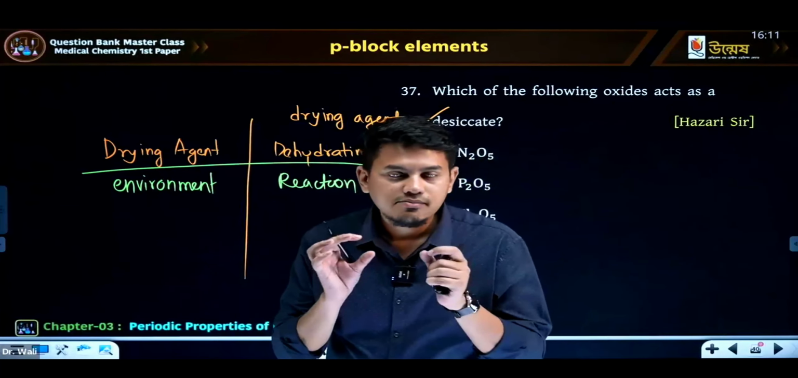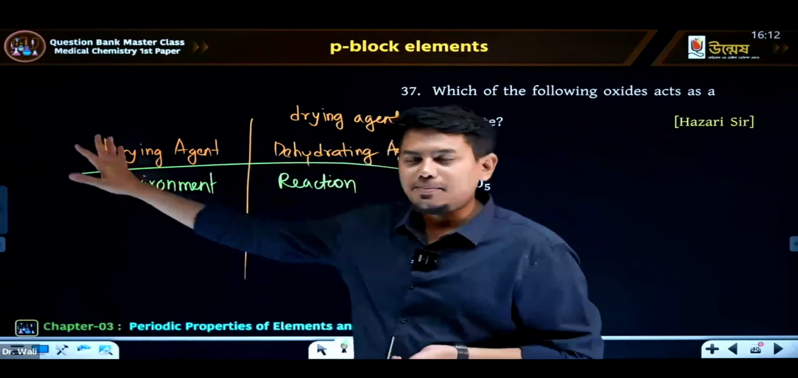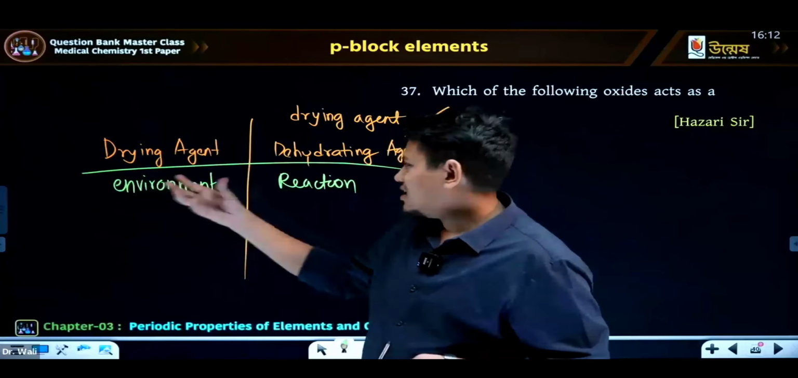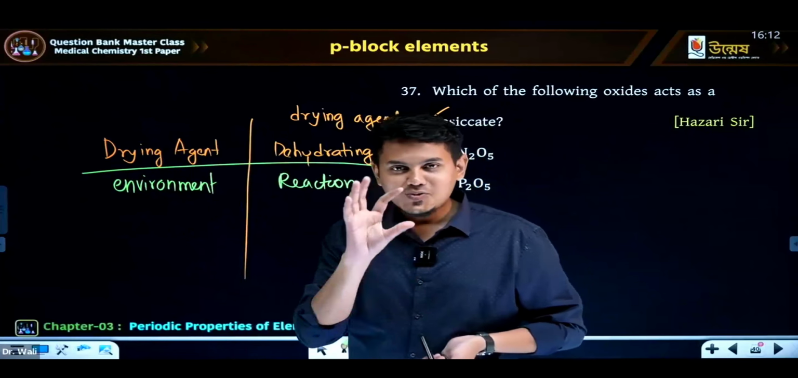And now we have to remember the examples. In our book, there are plenty of examples about drying agents, but there are few examples on dehydrating agents. I mean, for drying agents there are lots of examples, but there are few examples in the dehydrating section. So we should opt for the smaller one.